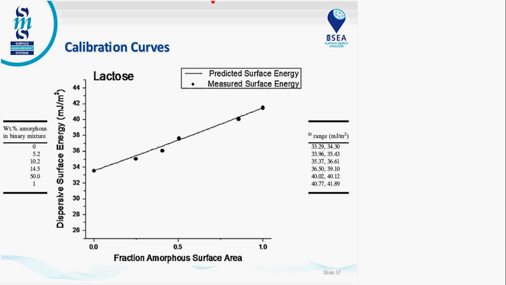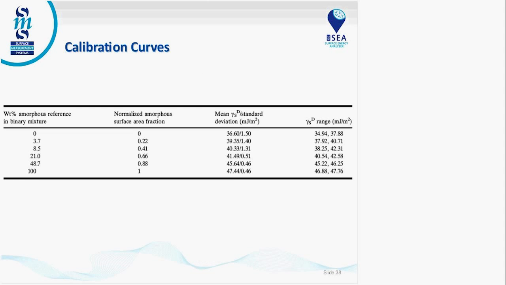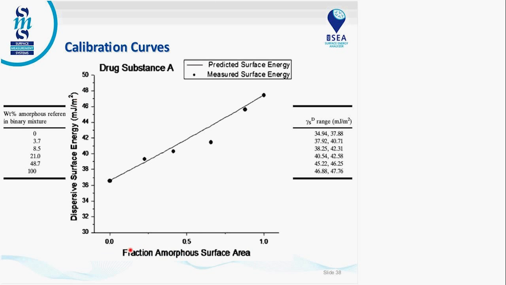This is for lactose. We did the same thing for an API. Again, we made physical mixtures, normalized the amount of surface in the column that was amorphous versus how much of the surface was crystalline, measured the surface energy, and then again we get surface energy versus fraction of the amorphous surface area in the column. And again, the measured values correlate quite well to the predicted values. So in theory, once we do this calibration curve, we could use it as a calibration curve for unknown materials.